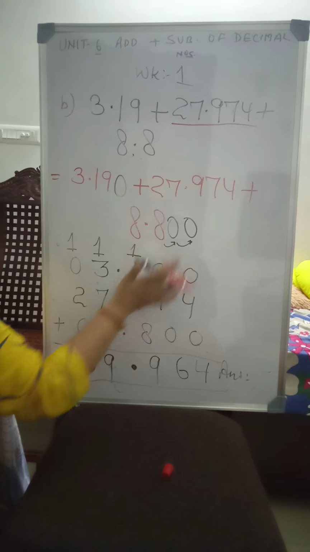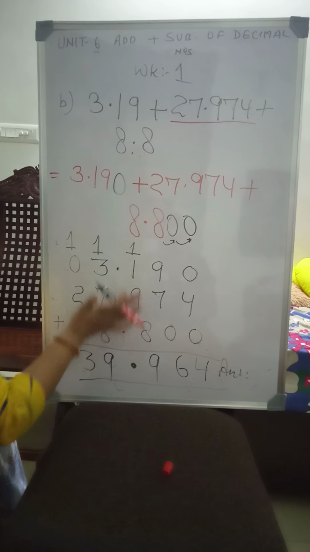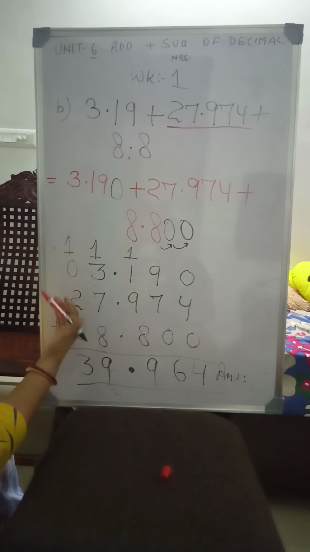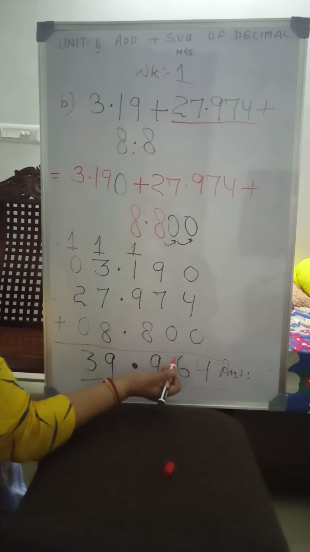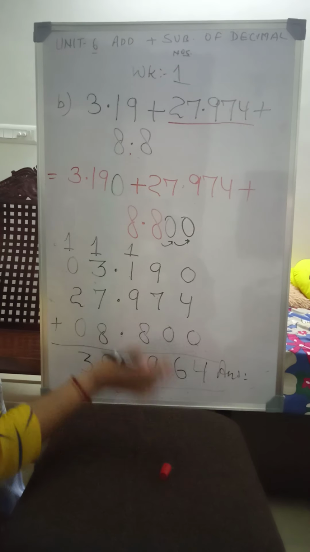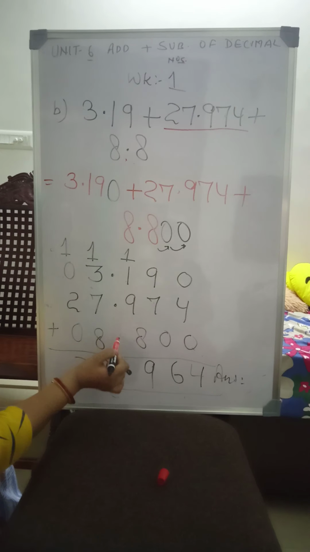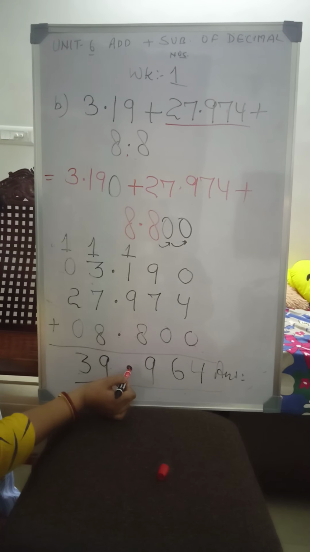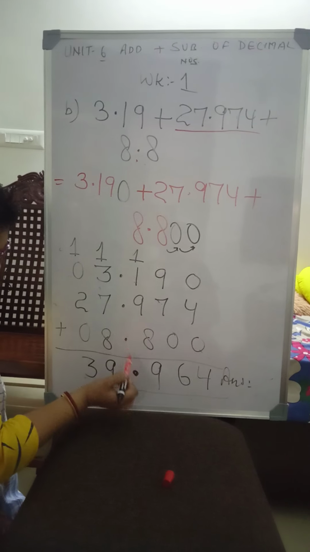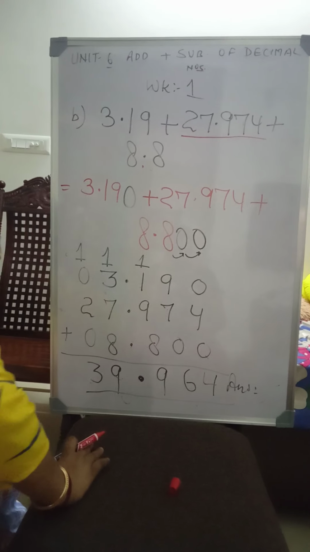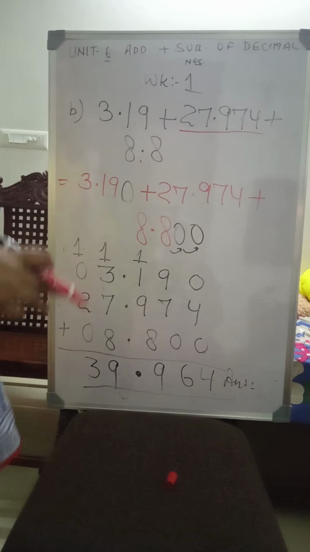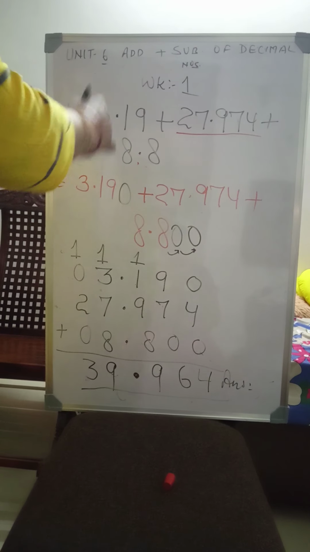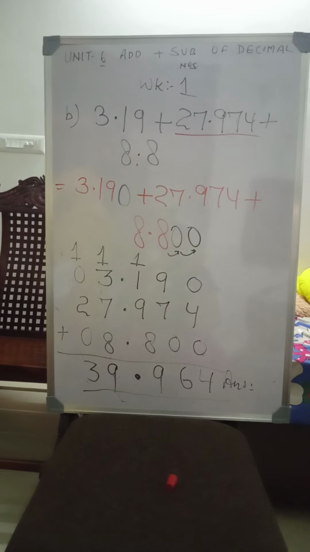Then we arrange these addends in column. Just in a column you arrange it following the place value chart. And then you have to do addition just like whole numbers. And then you put the decimal just one below the another. In the case of the sum also, just below the column you put the decimal in the sum. So in this way you have to do the addition of unlike decimals. Now let us take another example.